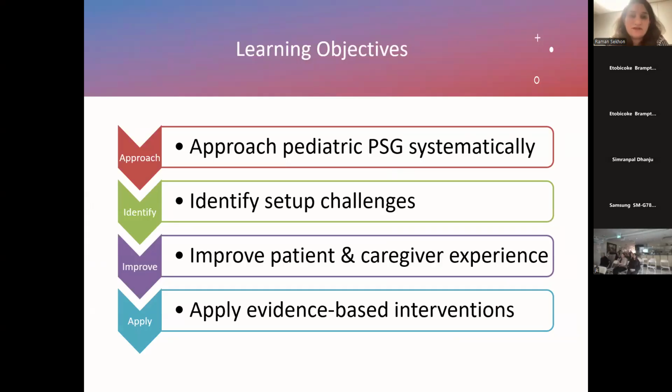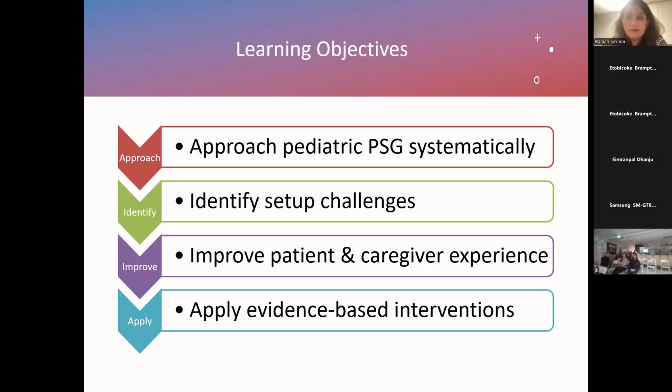So the learning objectives. In today's topic, I'll be talking about how to approach the pediatric study systematically. Every patient we deal with is new, especially kids, and they require special care. So it's very important to deal with them in a systematic and child-friendly manner. We'll discuss various techniques in this presentation on how to handle them. And then we will also identify various setup challenges that we find when we conduct the studies.